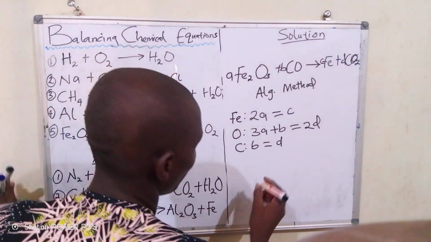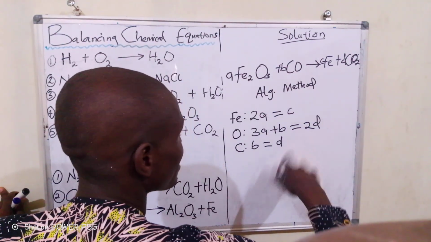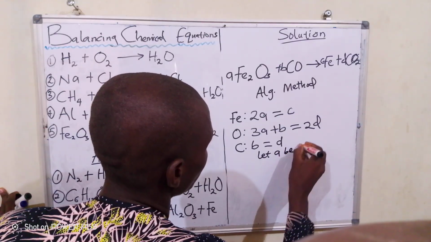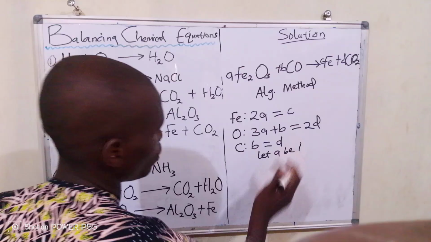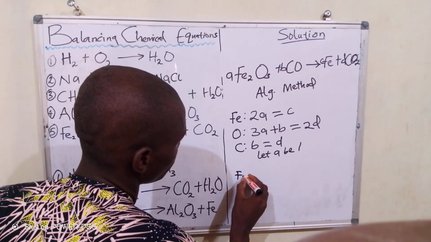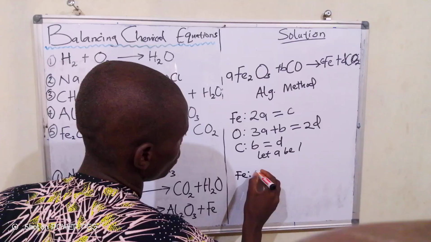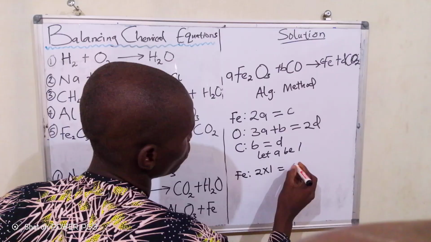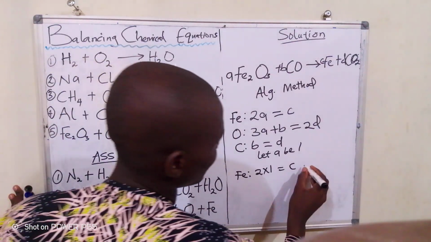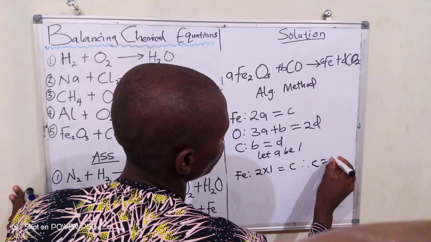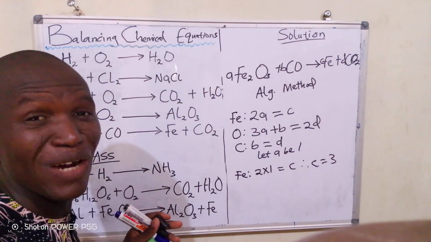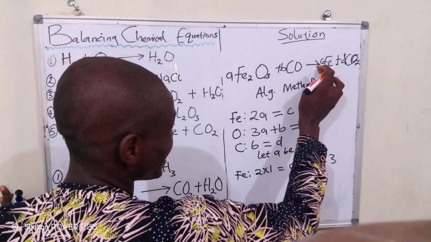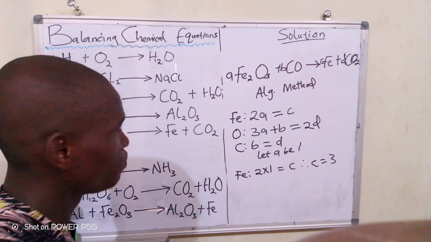Once you have done this, pick any of the letters and make it 1. So let's say, let A be 1. Simple. So work this equation out. For iron, it will give us 2 times 1, because we are now saying A should be 1, is equal to C. What this means is that C is equal to 3. Are you seeing how we are getting our coefficients easily? So it means that this C represents 3. Very simple.